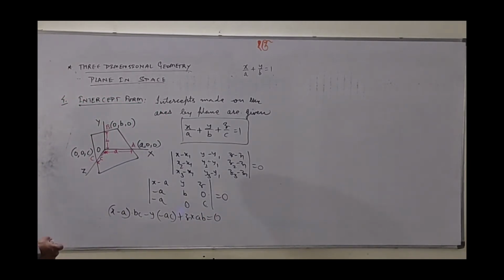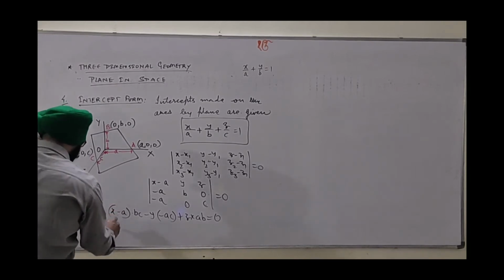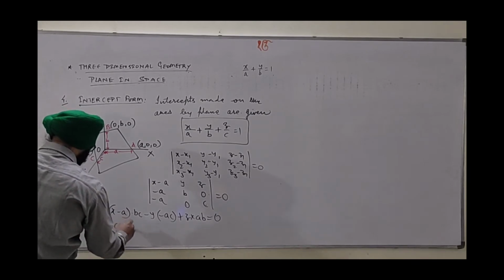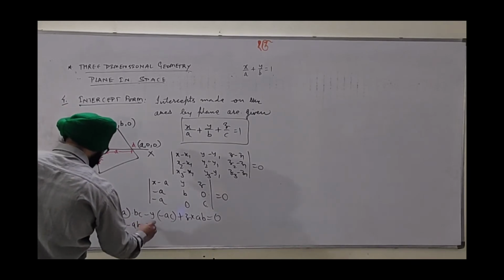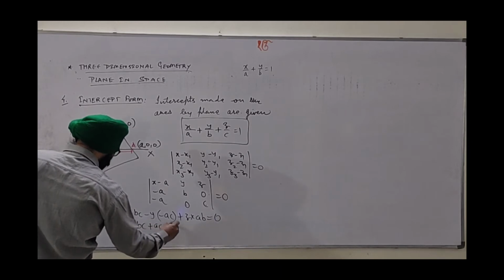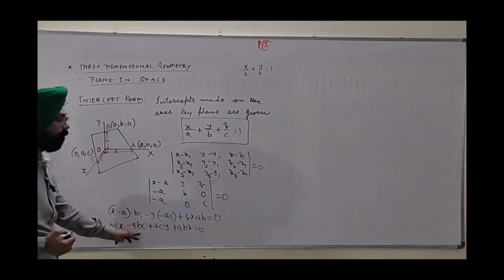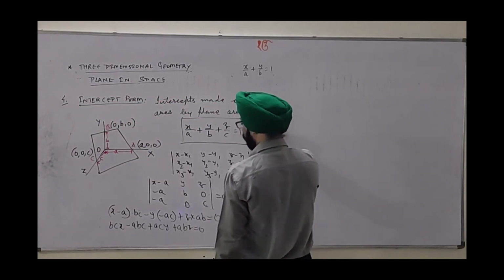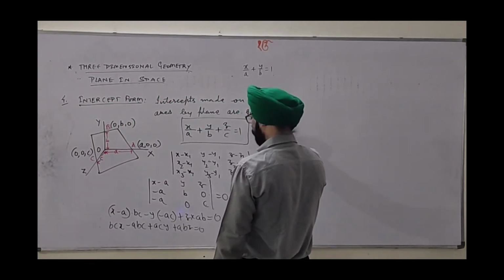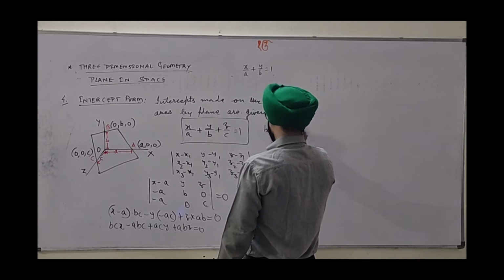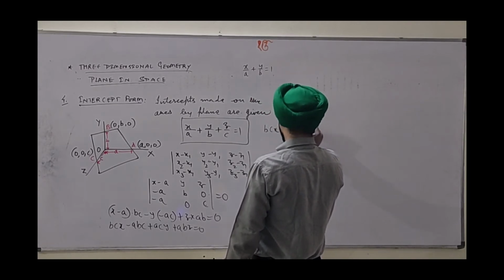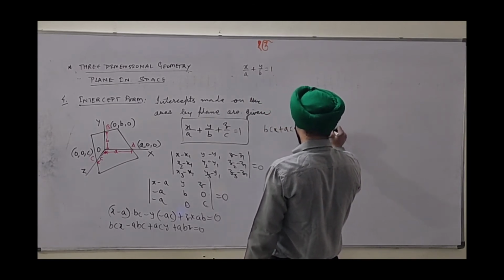Next, what else? We have to expand and simplify. So we get here bcx minus abc plus acy plus abz equal to 0. This is a constant term. Let's take this to the right hand side to make it bcx plus acy plus abz equal to abc.